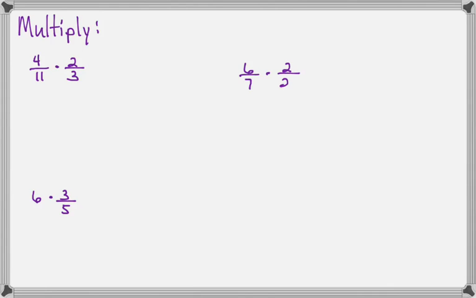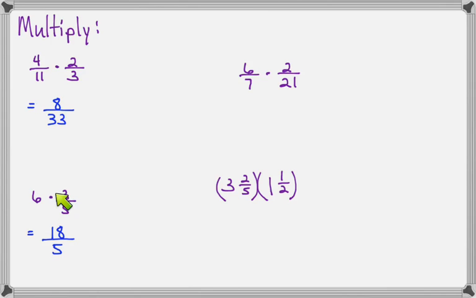And let's multiply these examples. If we look at the first one, 4 times 2 is 8, and 11 times 3 is 33, and there's nothing here that could be reduced at all, so this is as good as we get. For the second one, remember that the denominator of 6 is 1, so we're going to have 6 times 3 is 18, and in the bottom, 1 times 5 is 5. And we're going to leave this as an improper fraction because the problem does not contain any mixed numbers.